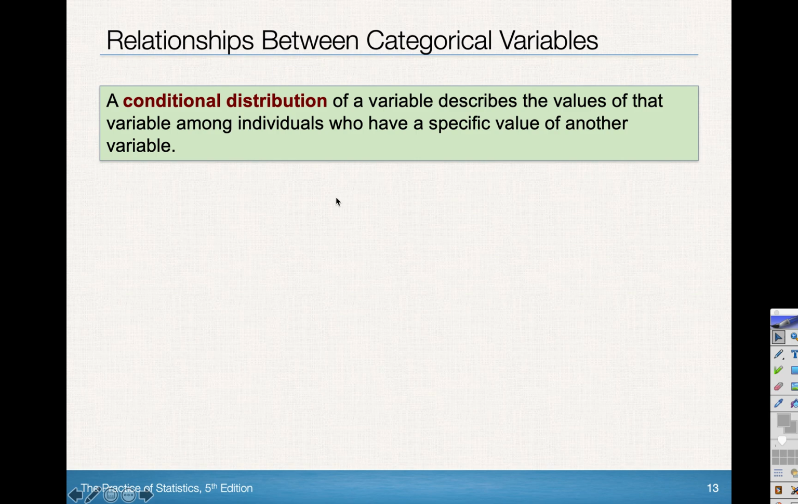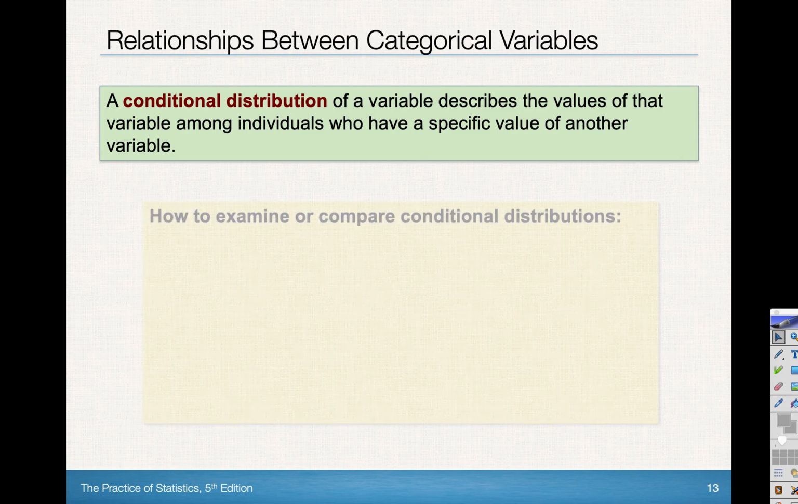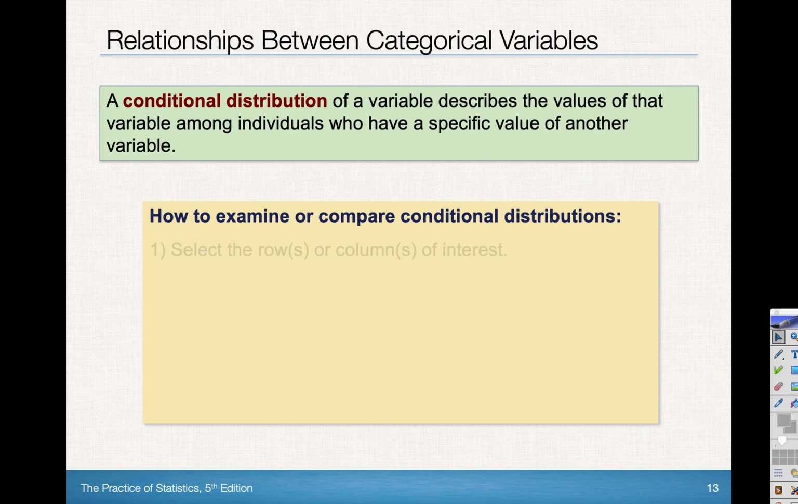A conditional distribution of a variable describes the value of the variable among individuals who have a specific value of another variable. Well, conditional distribution is like conditional probability, right? We're looking at a specific condition. So how do we examine and compare conditional distributions?